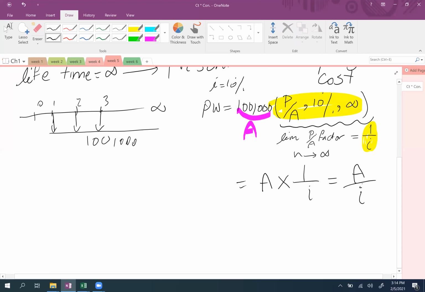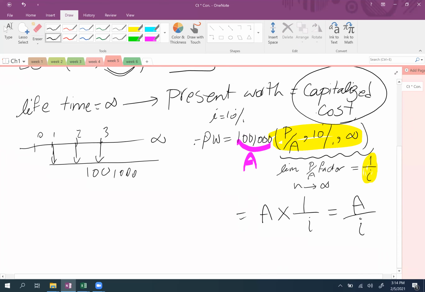That's the present worth of a project with a lifetime of infinity. We said we can call it capitalized cost, which we show with double C, capitalized cost. Okay, so we talked about these things, and that's nothing new. Then we solved some examples.